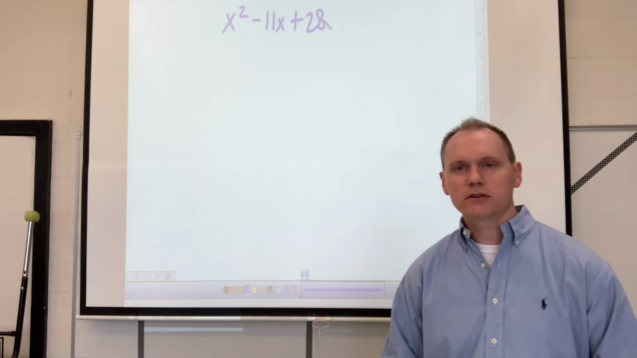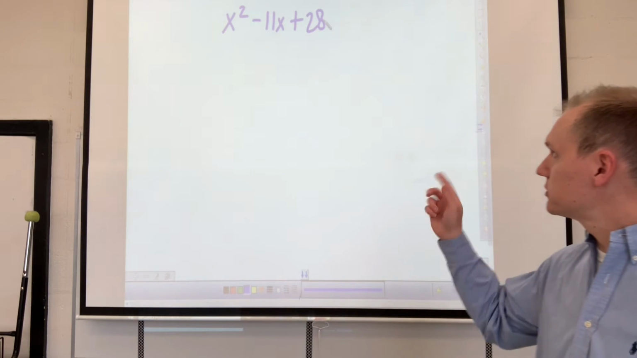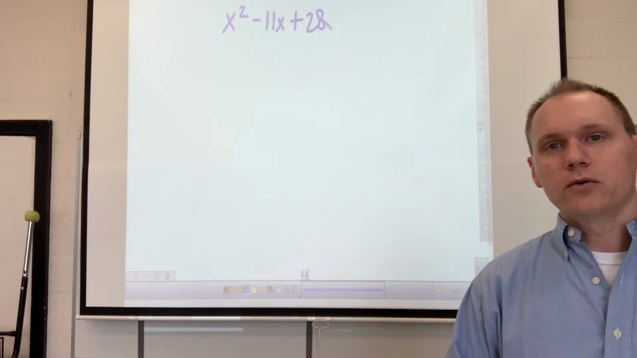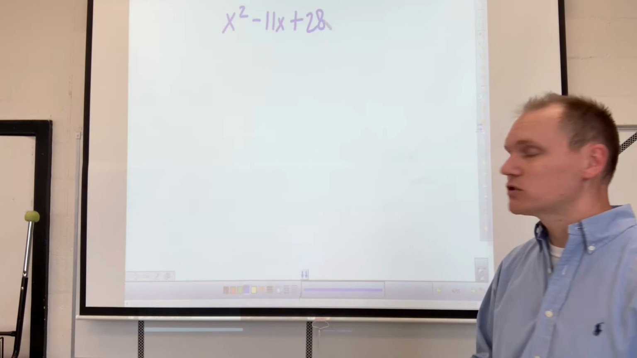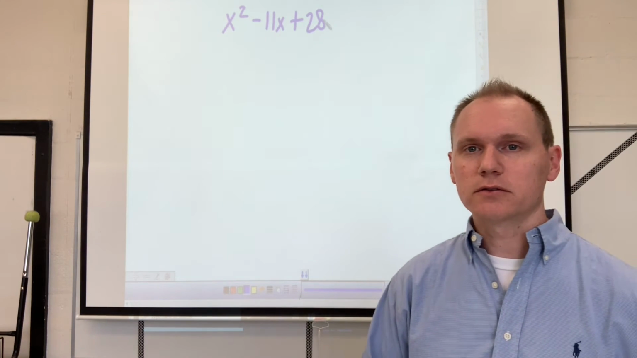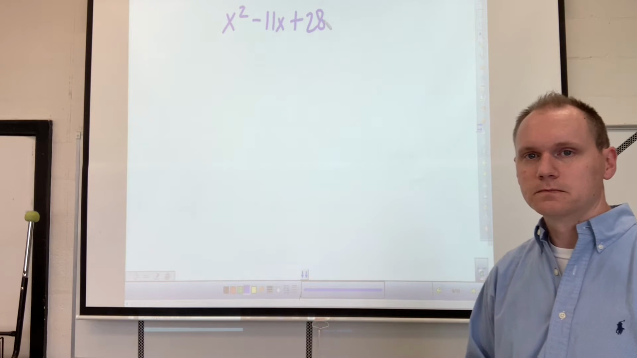Okay, so let me give you a chance to try one. Take a second and try this quadratic. Again, we're trying to think of two numbers that multiply to give us 28 and add to give us negative 11. So take a second and see if you can do that.